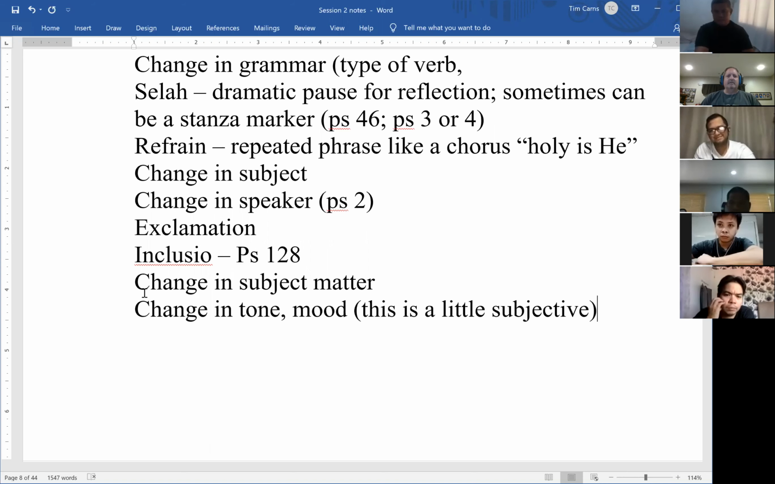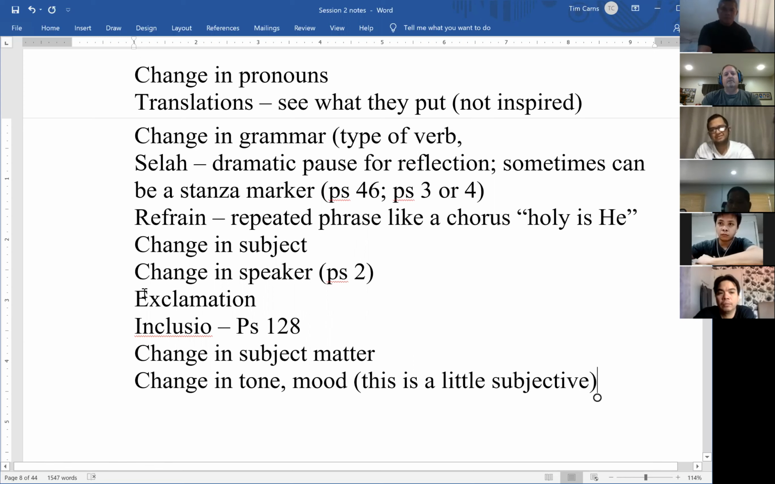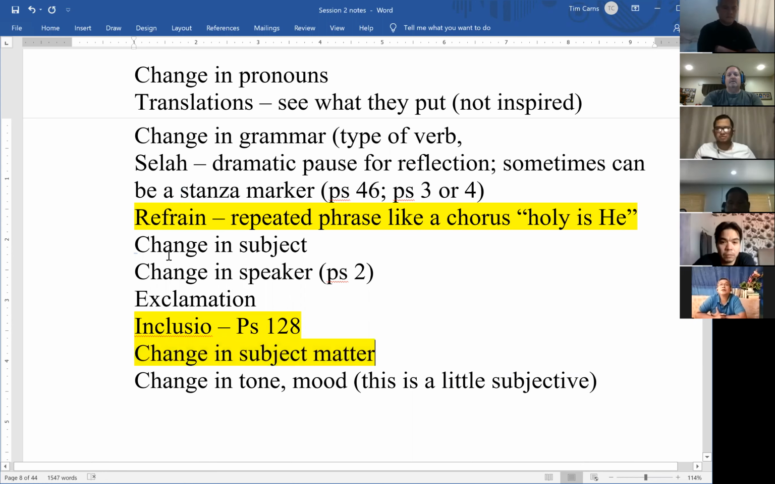I would say some of these are very strong markers, like a refrain, a very strong marker in the stanza. An inclusio is a very strong marker. Change in subject matter. These are stronger markers than others.